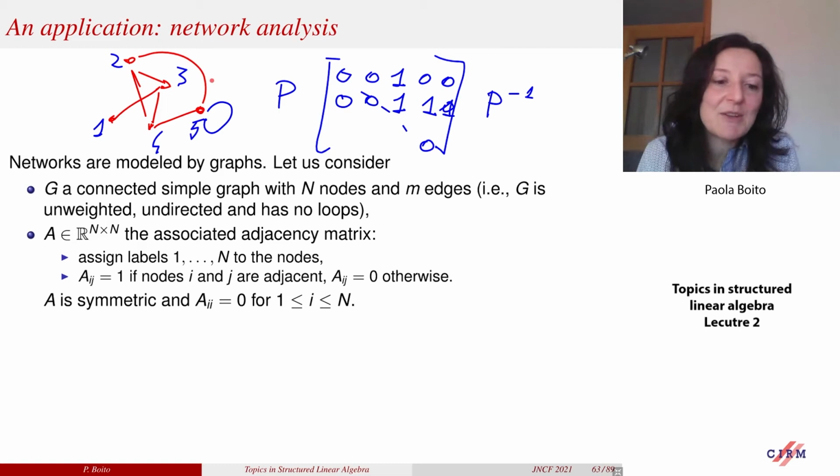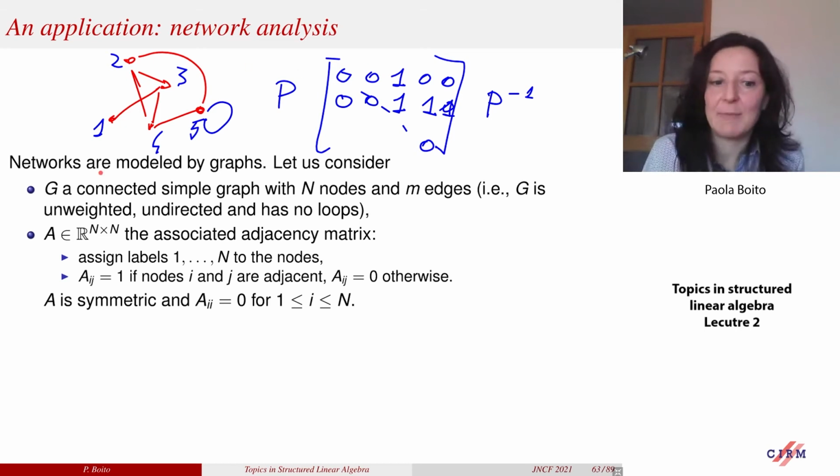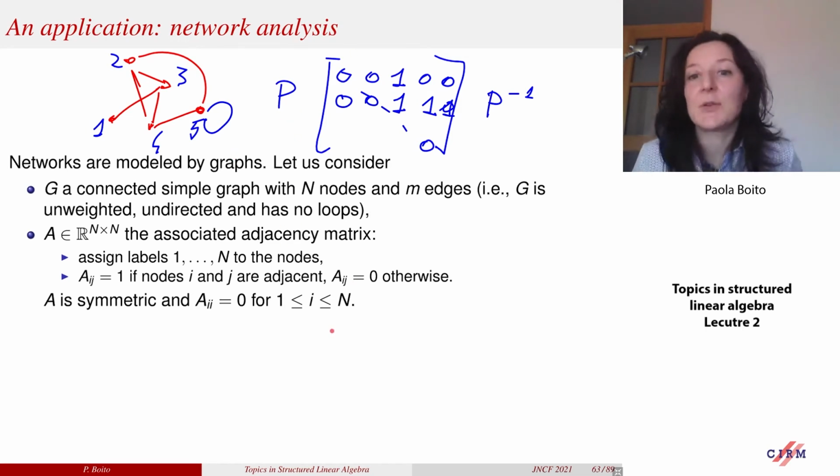So the answer to is this matrix unique? Yes, if you fix the labeling. No, it's unique up to permutations if you can change the labeling. Yes, in real problems, you might need to relabel nodes. And in this case, you need to apply permutations on the matrix. And we'll do that in a moment.